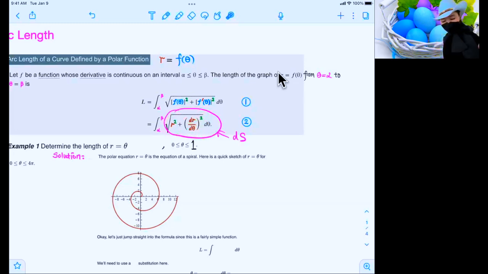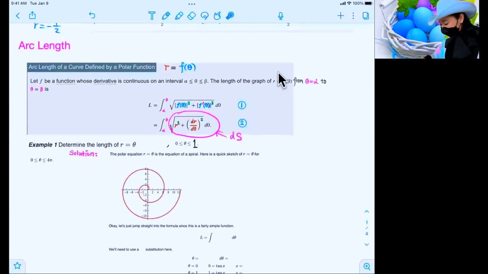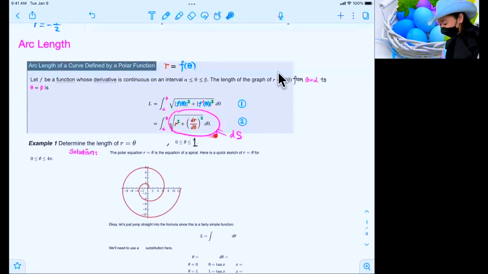You probably don't want to know. Okay, it's in the book. Okay, it's going to be really long. Okay, so the ds is going to be this.